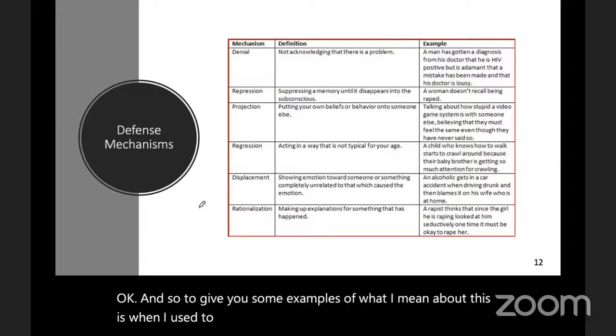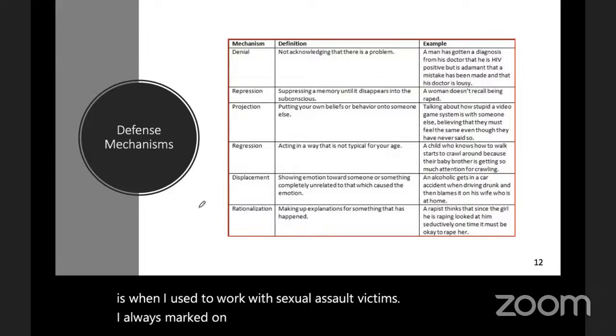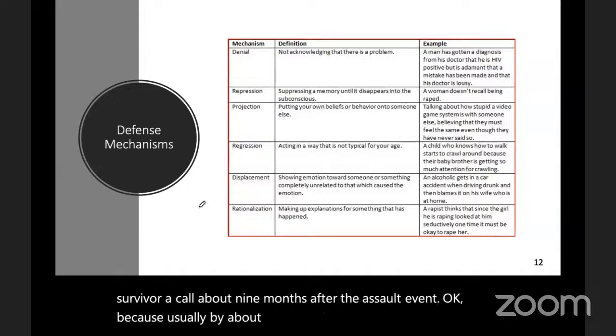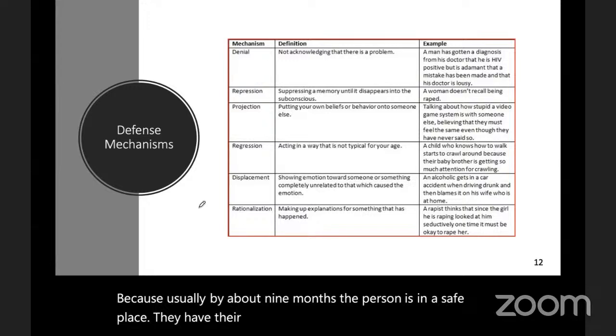when I used to work with sexual assault victims, I always marked on my calendar to give that individual, that survivor, a call about 9 months after the assault event. Because usually by about 9 months, the person is in a safe place. They have their intimate relationships kind of stabilized or resolved.